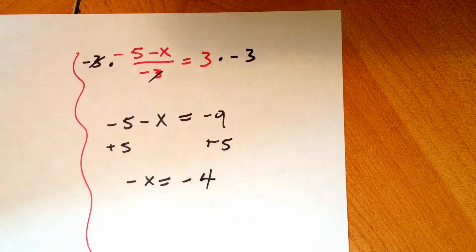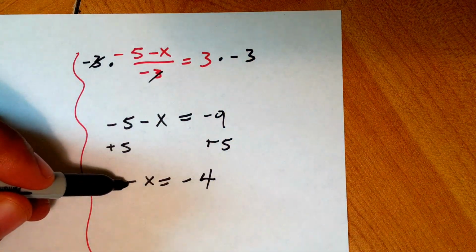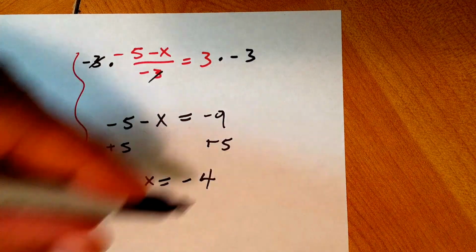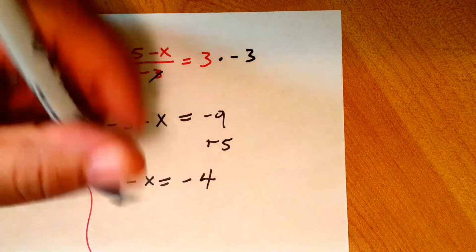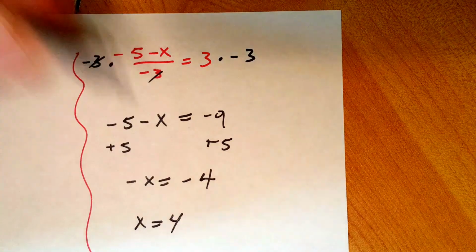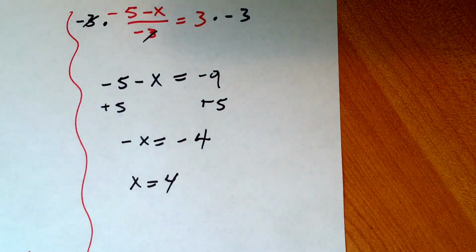And this did cause a little bit of issue. If this is a -x, just flip everything, okay? So change this sign, and x is just equal to 4.